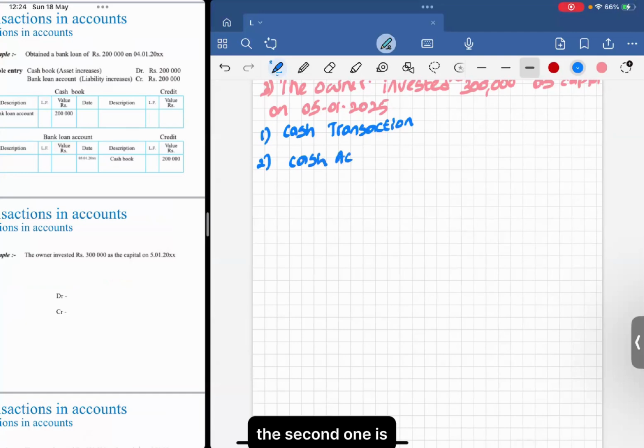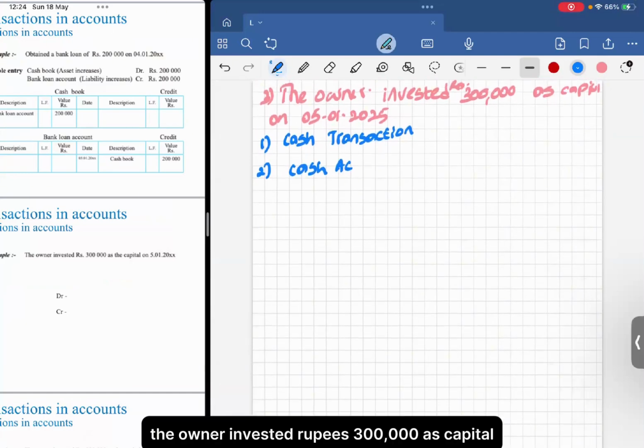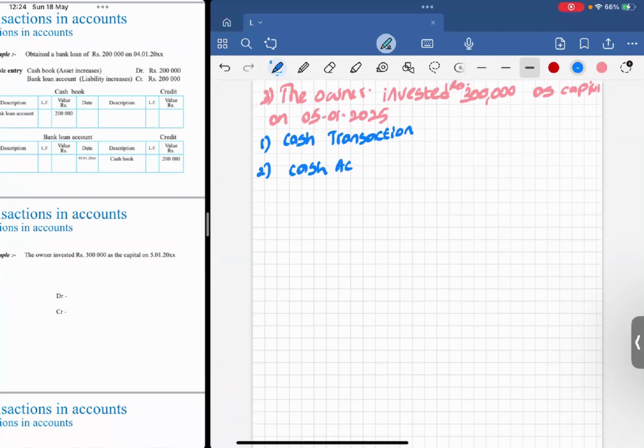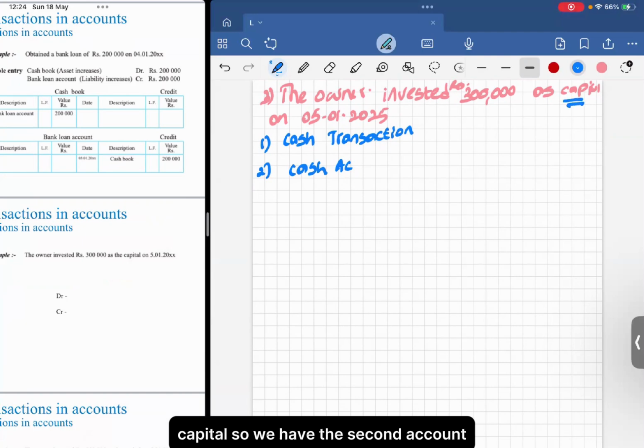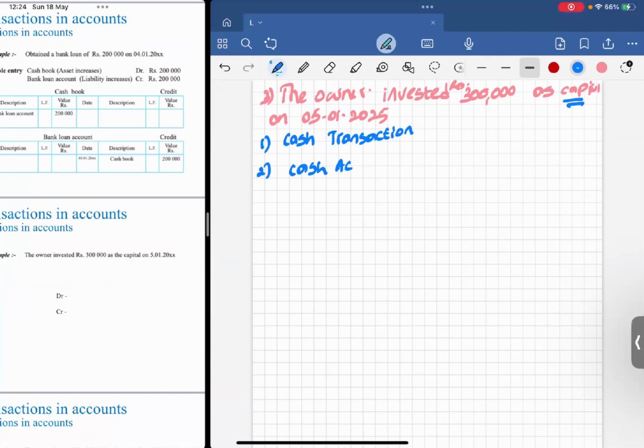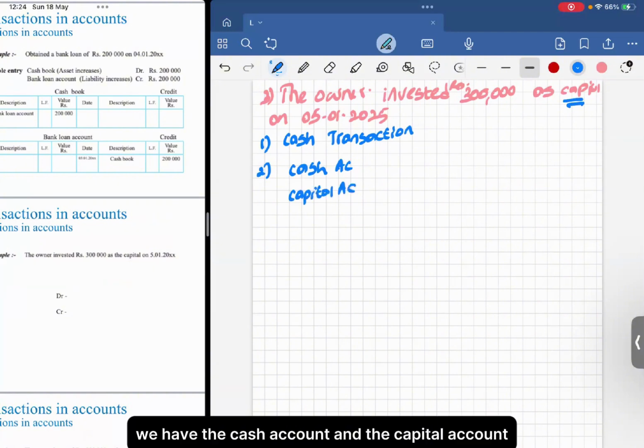The second one is the owner invested rupees 300,000 as capital on 5th Jan 2025. So we have the second account, the capital account. We have the cash account and the capital account. Then we have to see what the types of accounts are here.